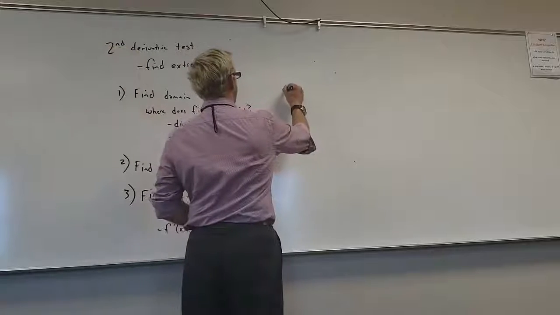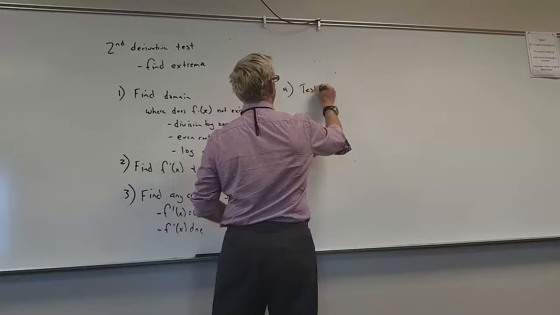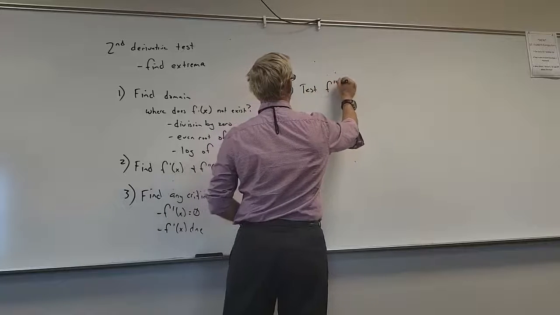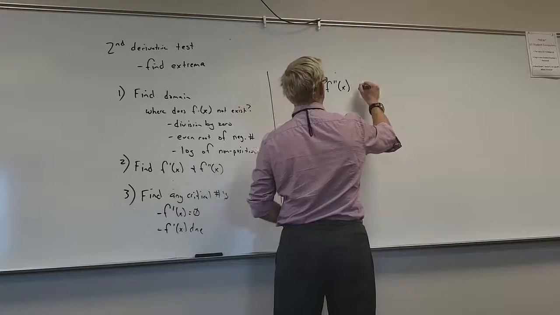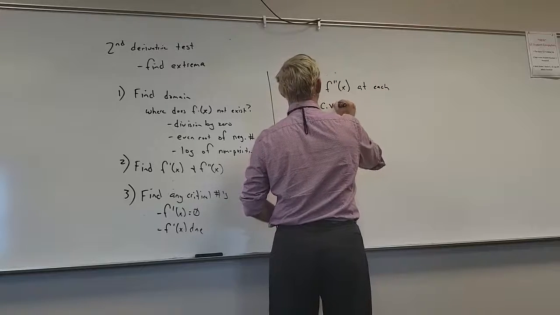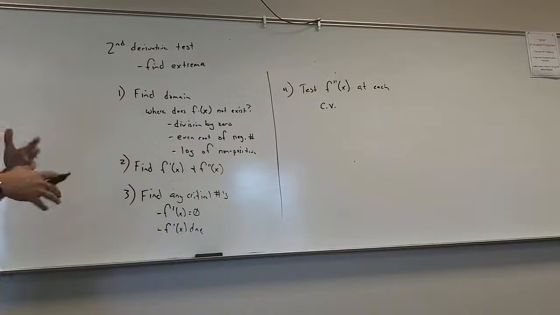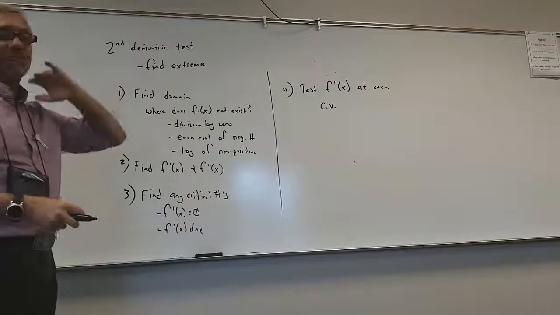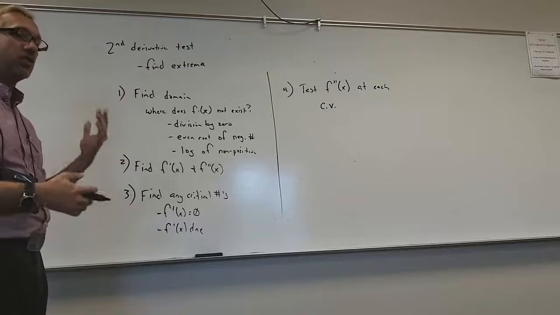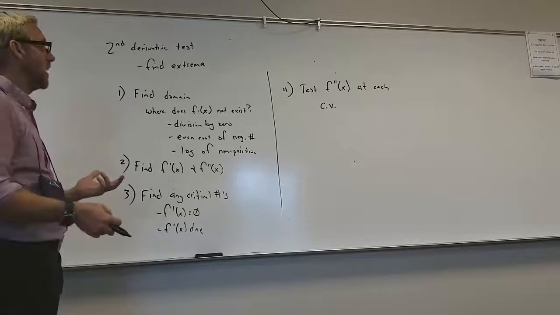Now our next step, 4, is we're going to test f double prime of x at each critical value or critical number. In particular, we want to know, is f double prime positive, in which case I'm concave up, or is it negative, in which case I'm concave down.